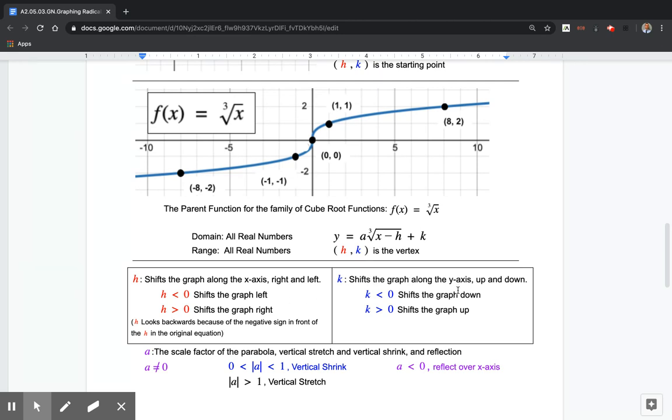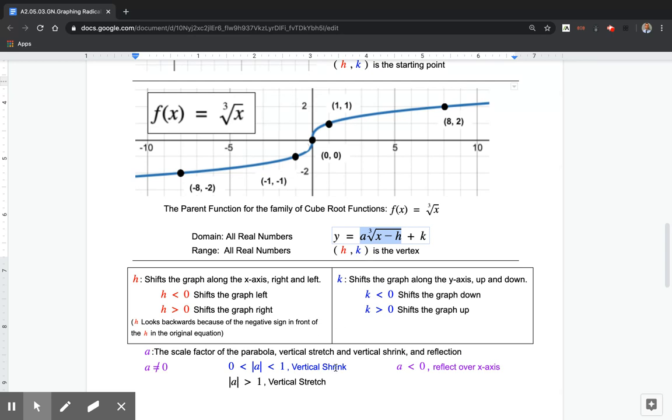The k value is straightforward. It's going to move the graph up and down. If it's positive, the graph shifts up. If it's negative, the graph shifts down. The a value is the scale factor for the vertical stretch or vertical shrink and reflection. The a value cannot be 0. If I substitute in a 0 here, a times the radical becomes 0, so then we just get y equals k.